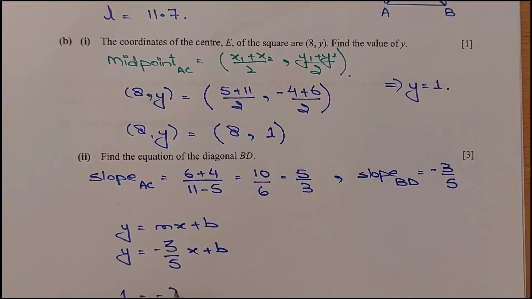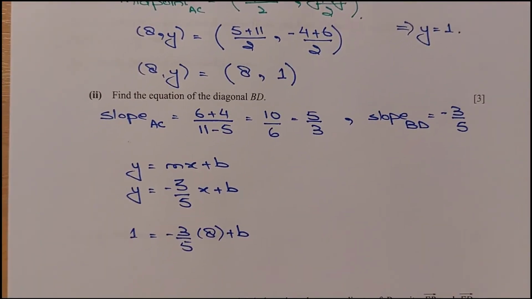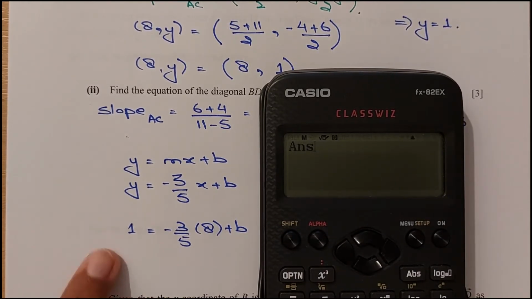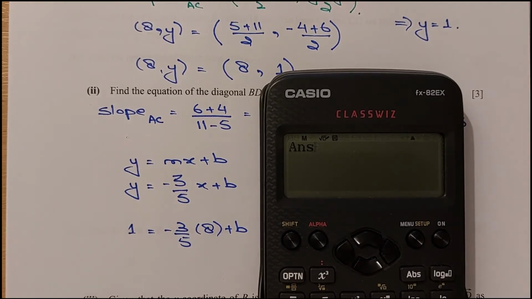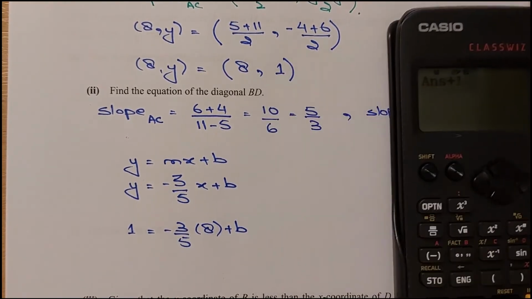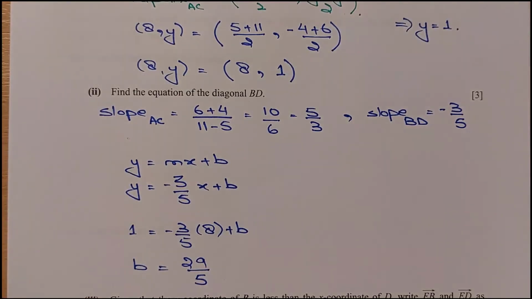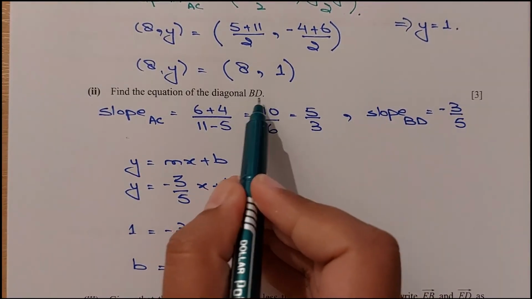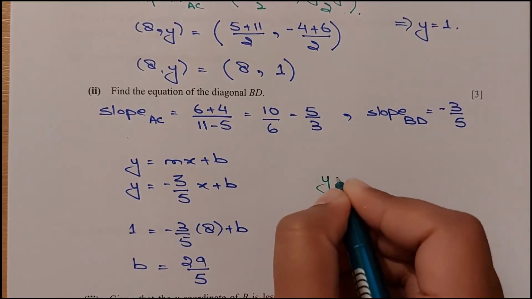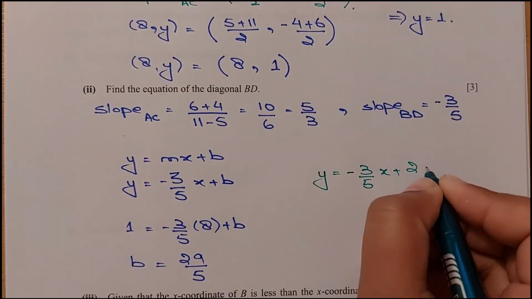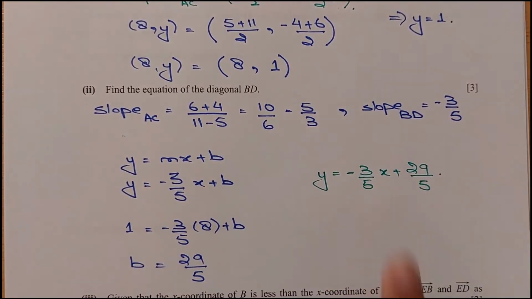1 equals minus 3 by 5 into 8 plus b, right? Okay, now let me simplify. We have 3 times 8 divided by 5, now shifting this term over here, it is positive, right? So the answer plus 1, that is 29 over 5, is the b value. b equals 29 over 5, right? So now we can say that the equation of diagonal BD is y equals minus 3 by 5 x plus 29 by 5. This is the equation of diagonal BD, right?